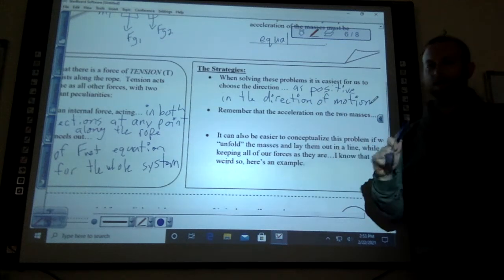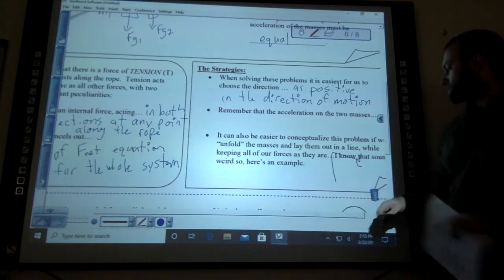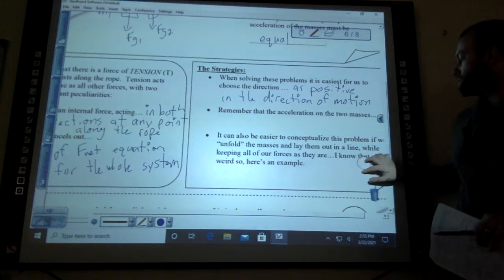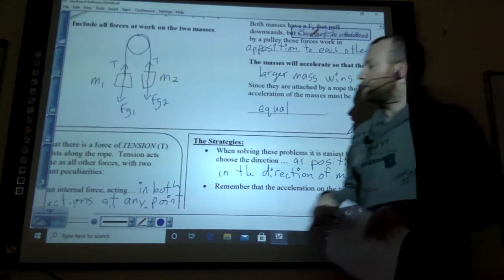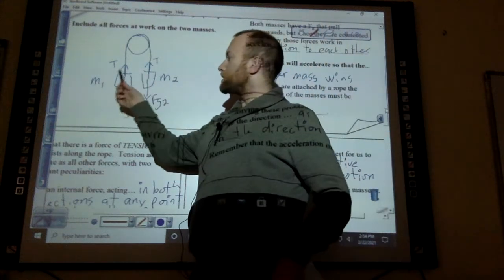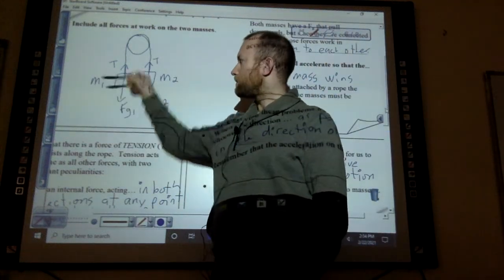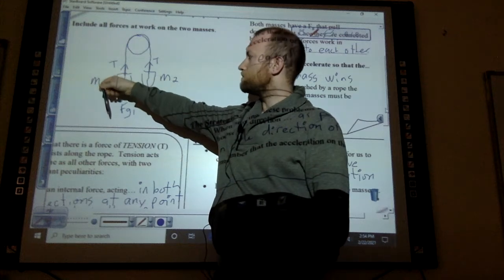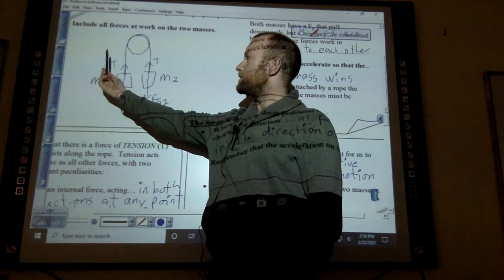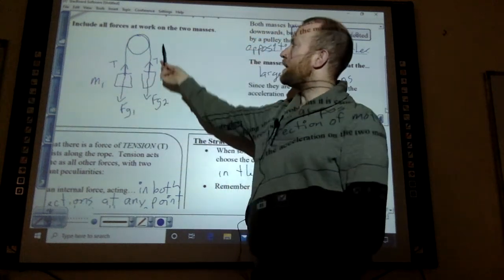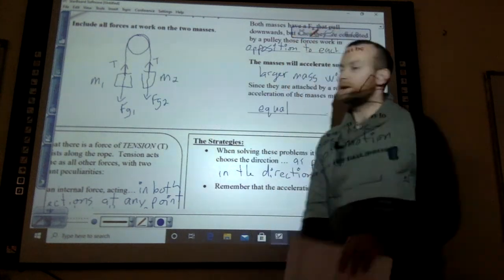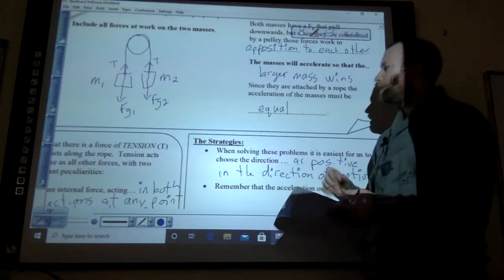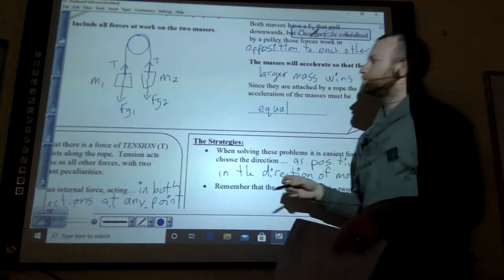So if I'm looking at this case that I'm dealing with over here, if this object is moving downwards, the bigger force is down. So positive is down, negative's up. On the other side, positive is upwards because it's moving up, and negative is opposing that. So depending on the direction of motion, you pick positive as that case.